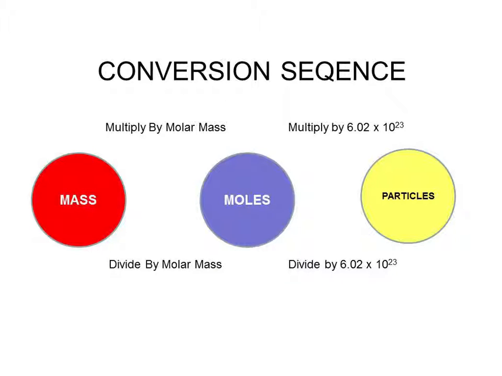All right. Anytime that you're going out of moles, if I give you moles and you want to find mass or particles, you're always going to be multiplying, right? So if I go out of moles this way, I need to multiply by the molar mass. And if I'm going out of moles this way to get the number of particles, I multiply by Avogadro's number.